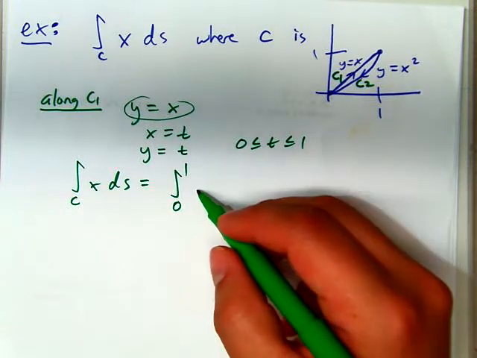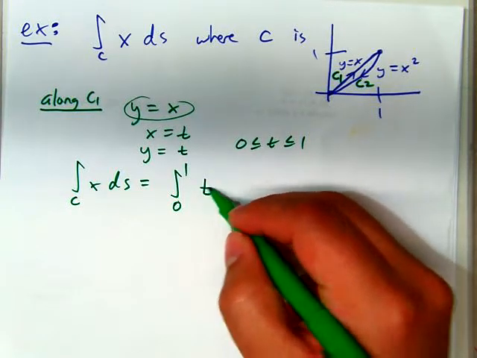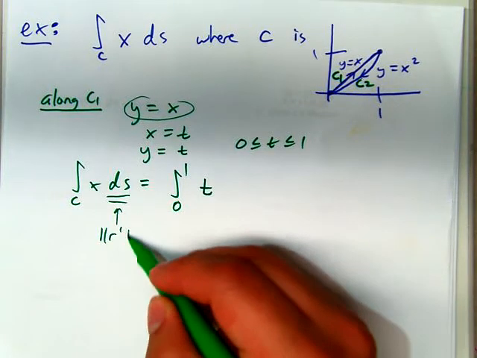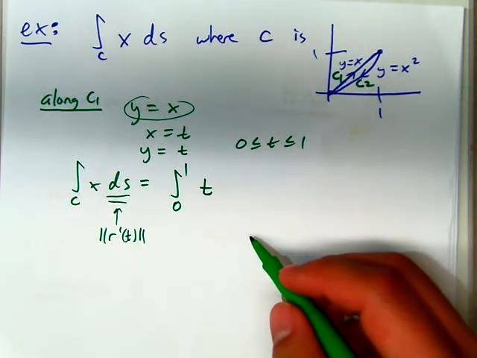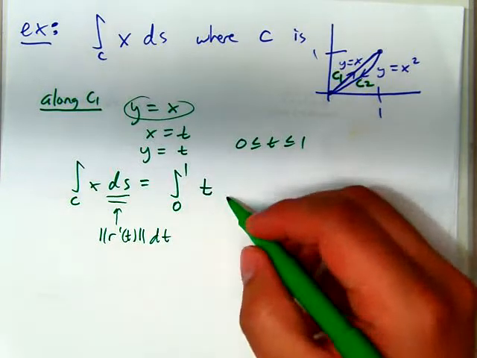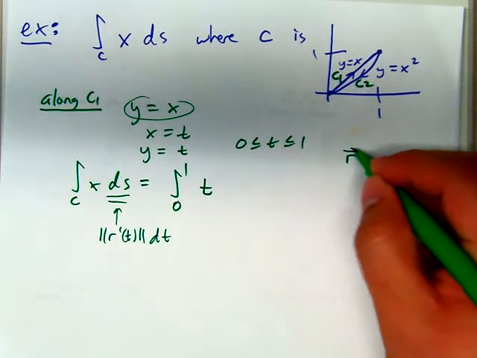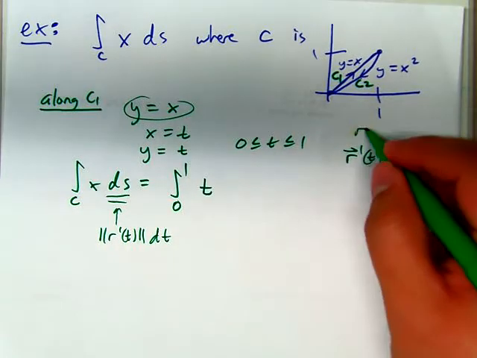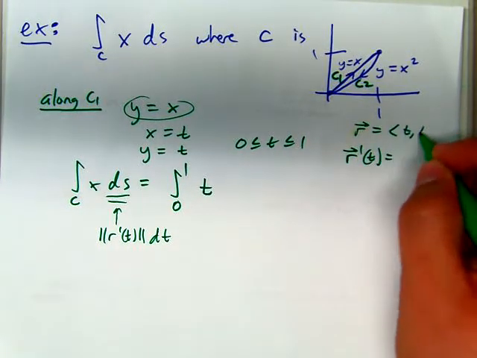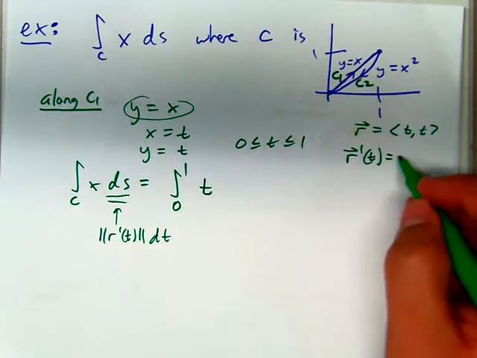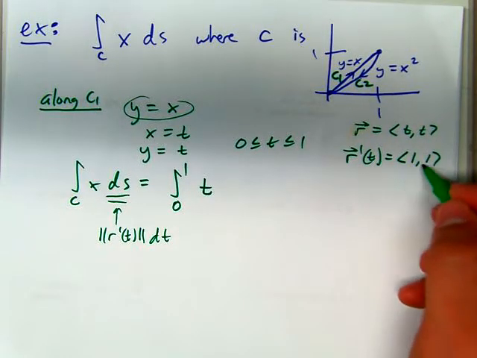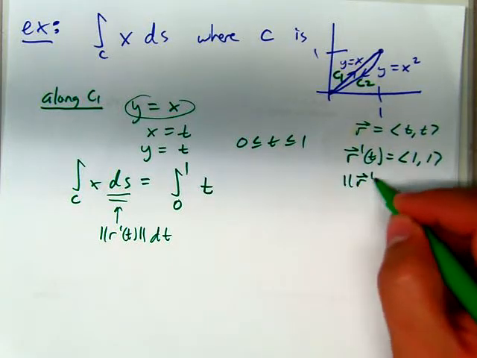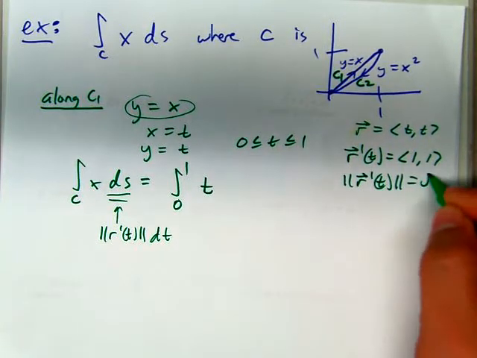So then we have t. And now ds, remember that needs to be the magnitude of r prime of t dt. So let's figure that out. R prime, if r, in case you didn't make that connection, is t comma t, since x is t and y is t, then r prime is just going to be 1, 1 for the vector. So then the magnitude of r prime is just going to be the square root of 2.